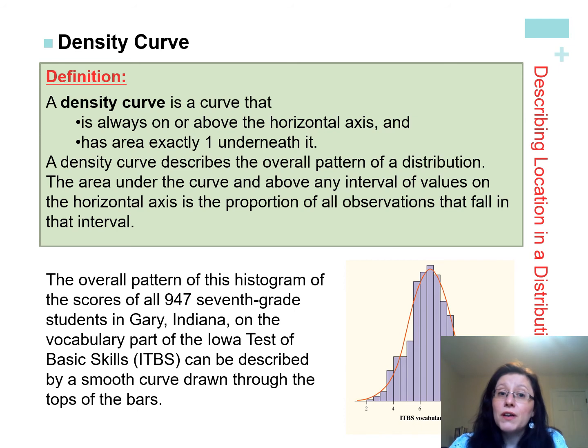Now, a density curve is always on or above a horizontal axis and always has an area of exactly 1 underneath it, meaning that 100% of the observations are under it, right? It covers all the observations. So the overall pattern, when you look at this histogram, right, it's scores from 947 7th graders in Gary, Indiana on the vocabulary part of a standardized test, right? We're describing it by a smooth curve, and that's what we would call a density curve.